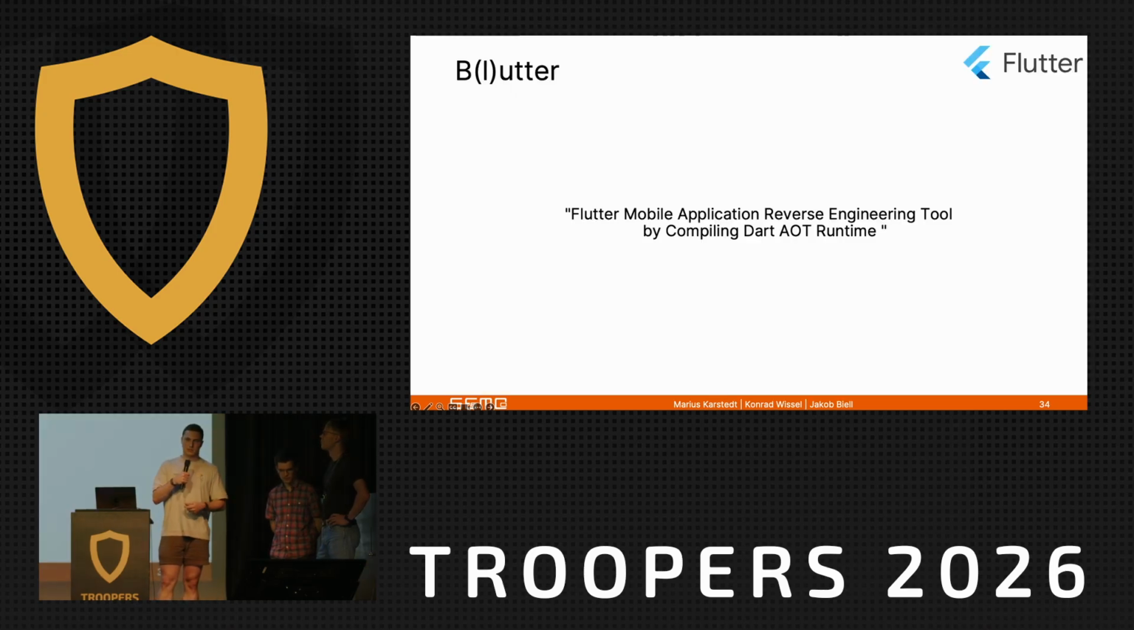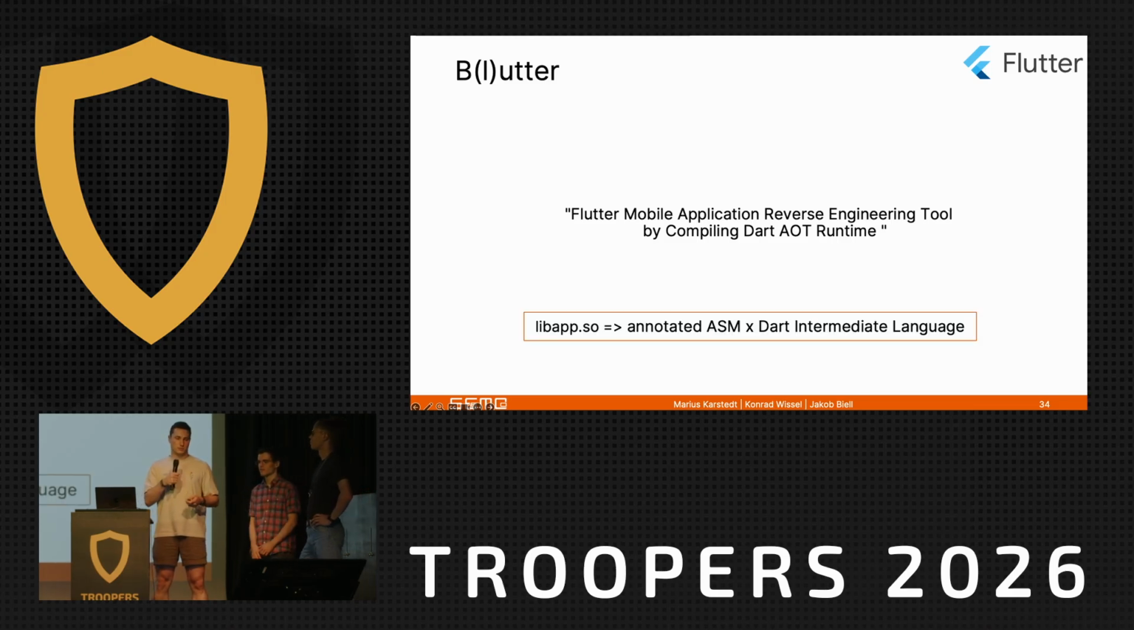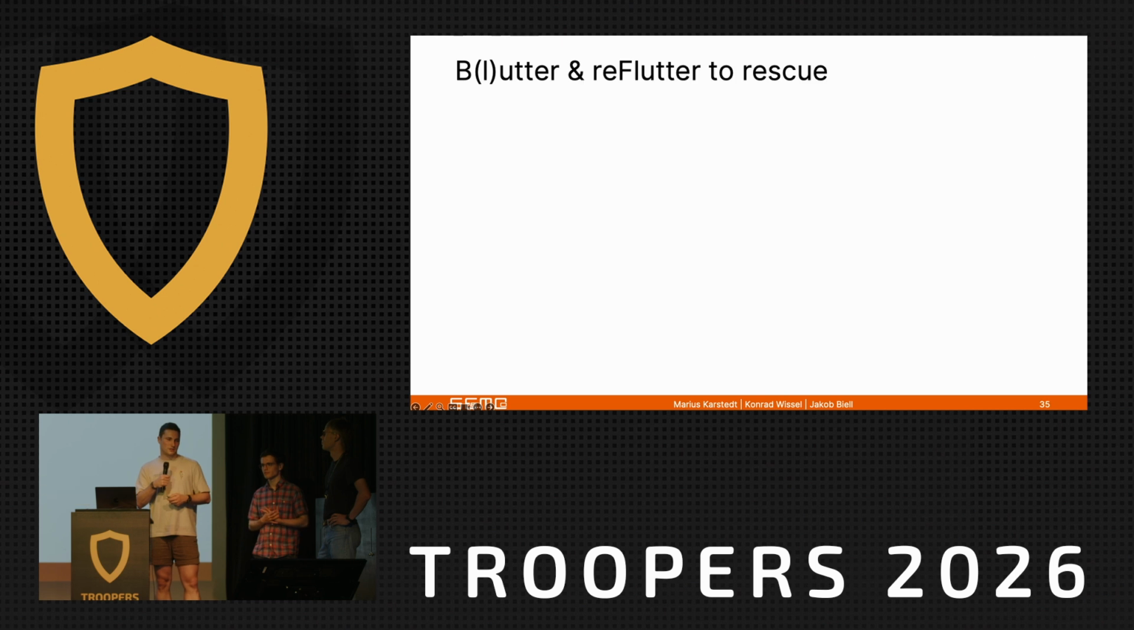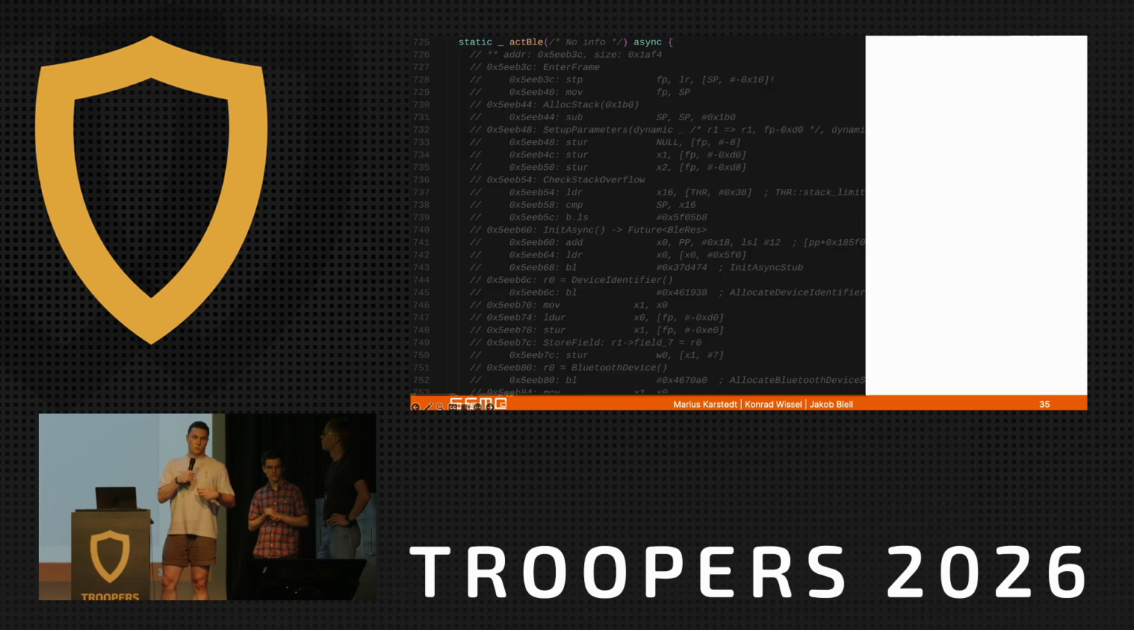So we used reFlutter, which is an open source tool for reverse engineering Flutter applications, which uses the Dart runtime to give us annotated assembly combined with some Dart intermediate language, which is quite nice. We executed the tool, and after a while received this beautiful code. And the nice thing is we now have function names, and in the assembly we can see that there are a lot of function names in there, so we can really sift through that.